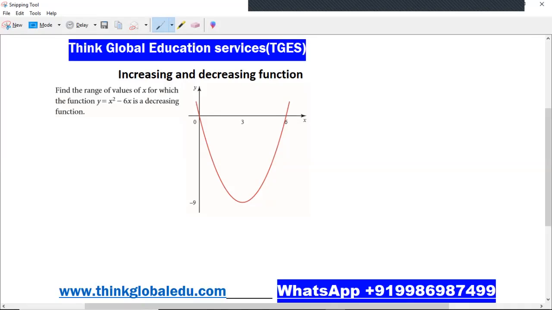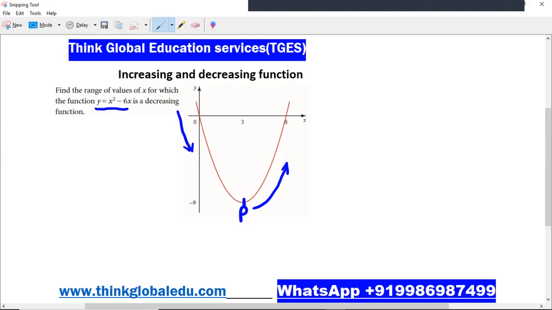Find the range of values of x for which the function y equals x squared minus 6x is an increasing function. We can see that the values start increasing on one side of the vertex, and the values are decreasing continuously from negative infinity to this point. I do not know the coordinates of this point P.